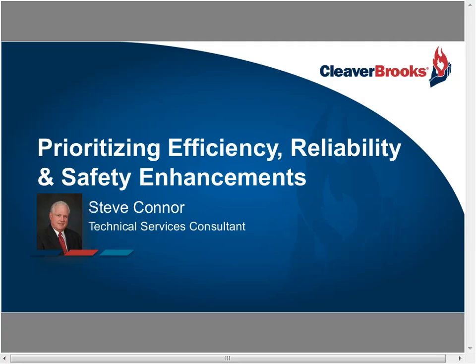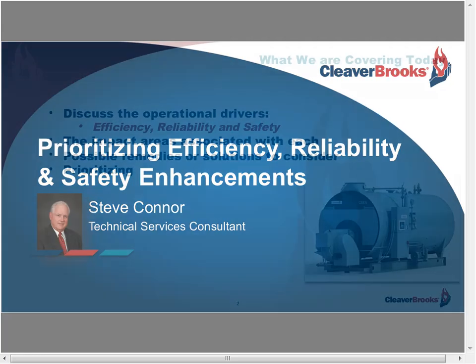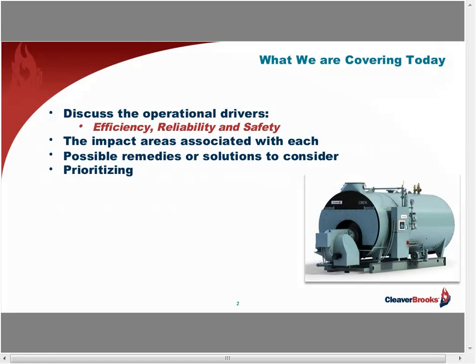Choices within these categories, and how do I determine what may be the best choice within that particular category for my operation? In other words, how do I get the best bang for the buck? So what we'll be covering today topically is we're going to discuss the operational drivers, efficiency, reliability, and safety, and then within that, their impact areas that would be associated with each, and then the possible remedies or solutions to consider once you've found that area, and then how do I prioritize it in the very end?